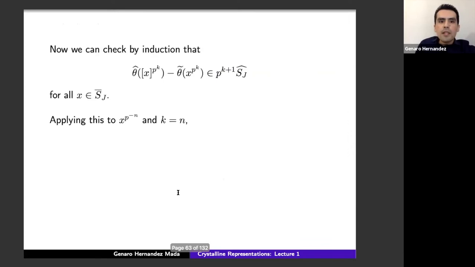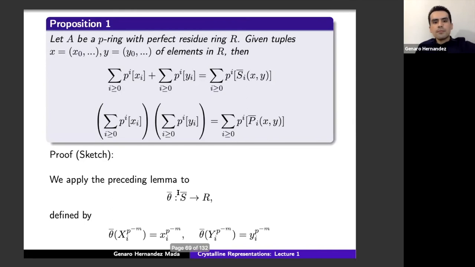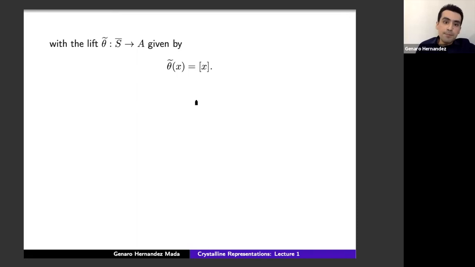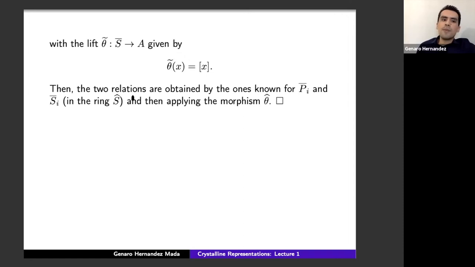So basically we just need to apply this lemma to a well-chosen theta bar, which is just this, okay? So we need to send the variables to the elements xi that I took here, okay? And the same with y. And the lift is going to be given just by the Teich-Muller. And so the relationships are obtained by the ones of Pi and Si bar, okay? So yeah, that's relatively simple.